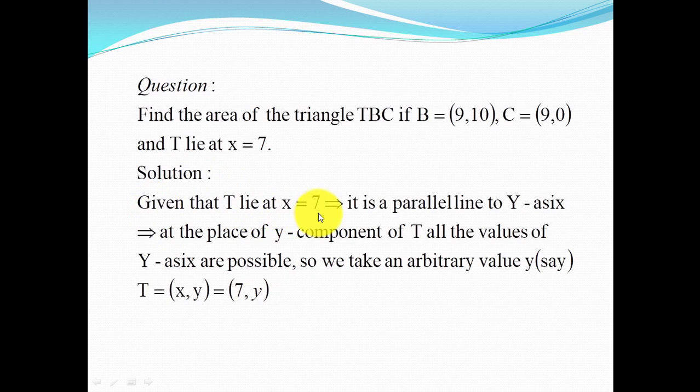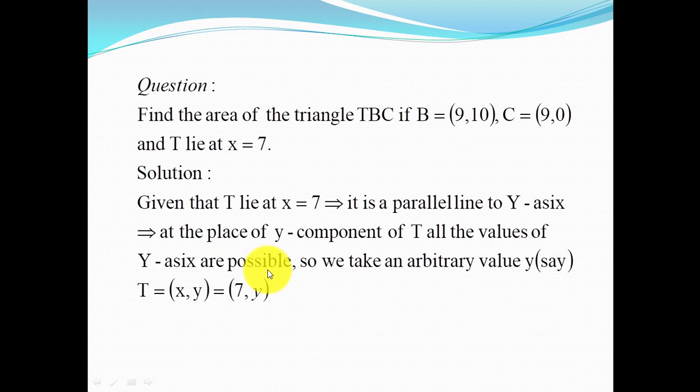Given that T lies at x is equal to 7, this implies that it is a line parallel to the y-axis. So for all points at x is equal to 7, just the y coordinate varies, but the x component of each point on the line x is equal to 7 is constant, whose value is 7. This implies that at the place of the y component of T, all the values of the y-axis are possible.